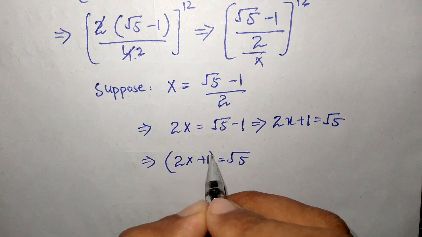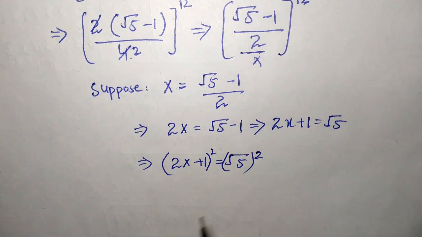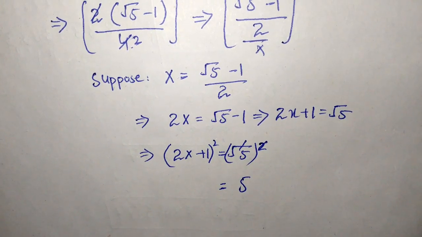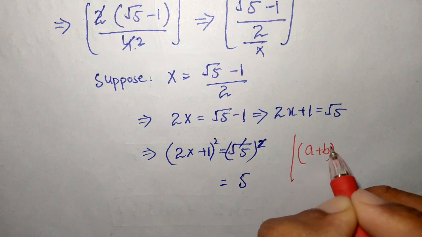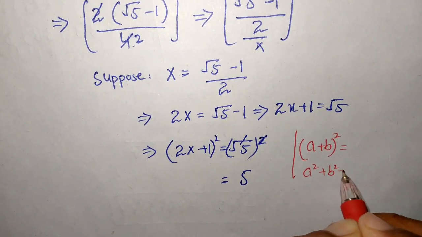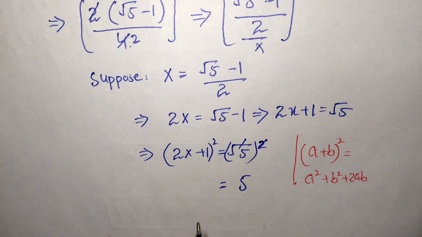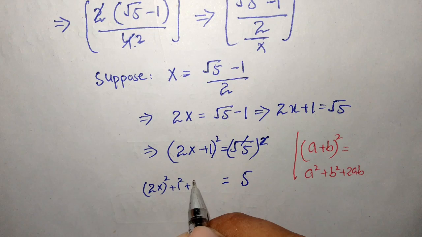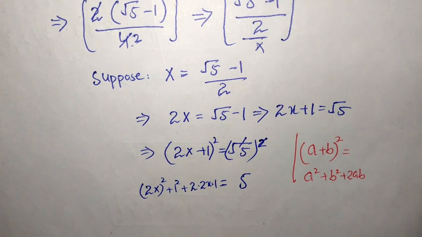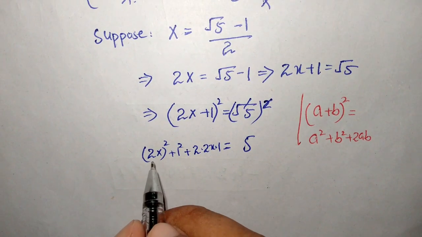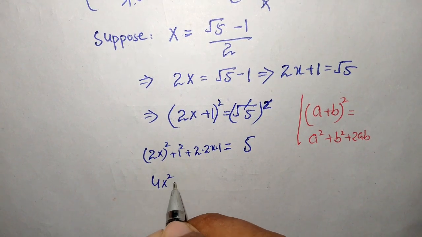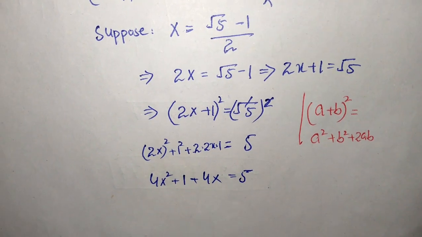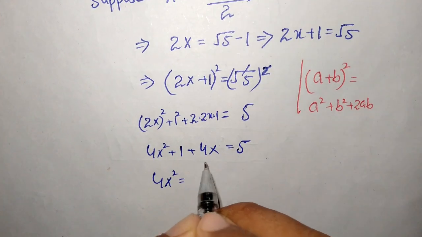Now we have to square both sides. This side becomes a square and this side becomes a square. Here the square cancels with the square root, so 5 is left. This is in the form of a plus b whole square, which is equal to a square plus b square plus 2ab. So this becomes 2x squared plus 1 squared plus 2 times 2x times 1. In the next step, this is 4x squared plus 1 plus 2 times 2, which is 4x, equal to 5. Now in the next step, 4x squared is equal to 5.